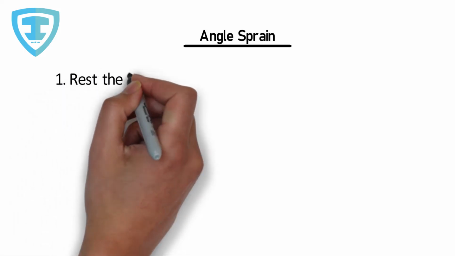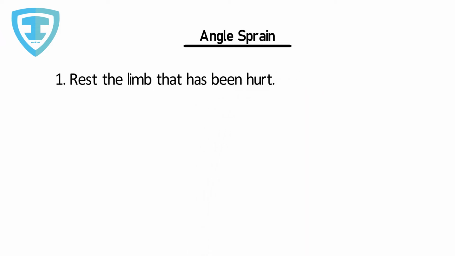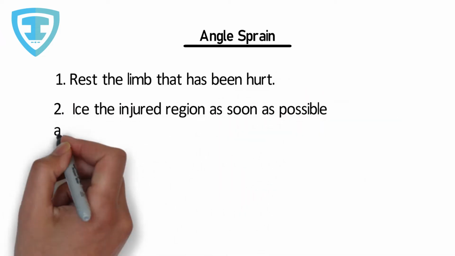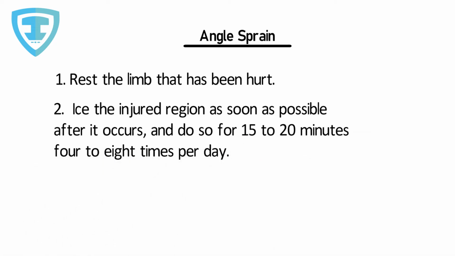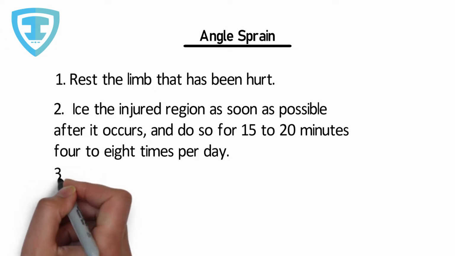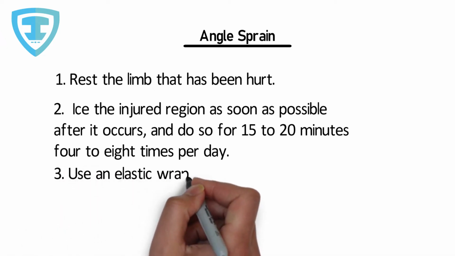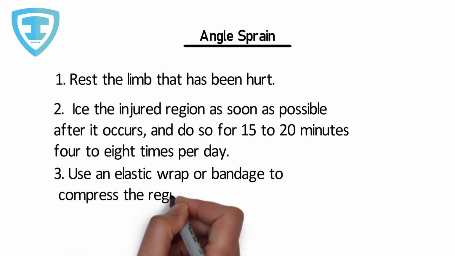Now let's talk about common emergency situations. We're going to start with ankle sprain. How do we apply first aid when our friends or our neighbors happen to have an ankle sprain? First thing to do is to rest the limb that has been hurt, then ice the injured region as soon as possible. What that means is you apply ice on the injured area as soon as possible. You do this for 15 to 20 minutes, 4 to 8 times a day. Then you also use a bandage to compress the area that has been affected.